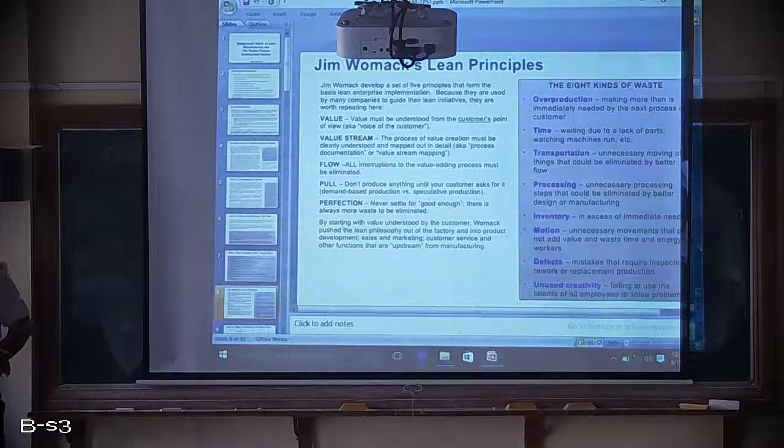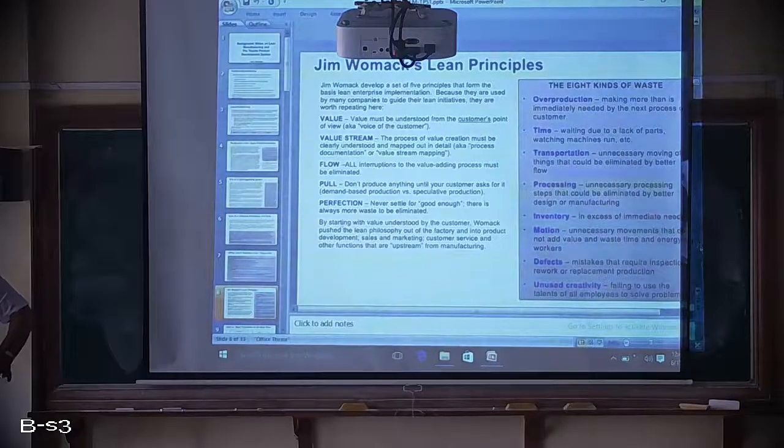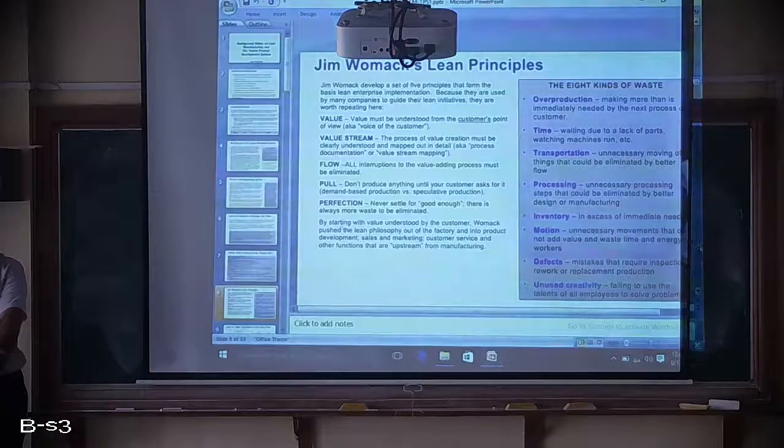Normally people go for speculative production, anticipating demand. They manufacture, then they find the customers. So it's not the way of manufacturing. Always go for demand-based production, a demand-based pull system of manufacturing.